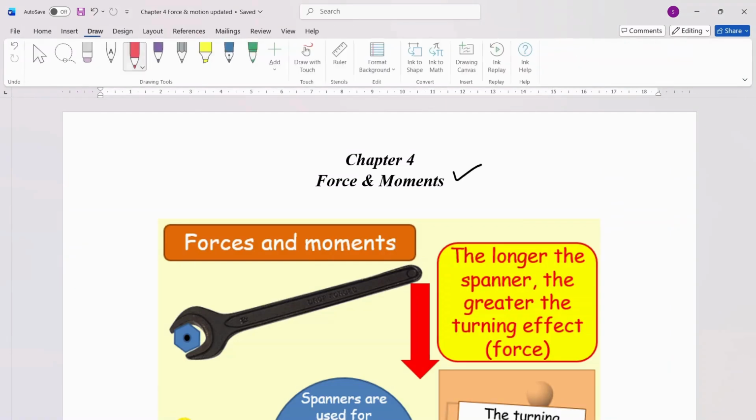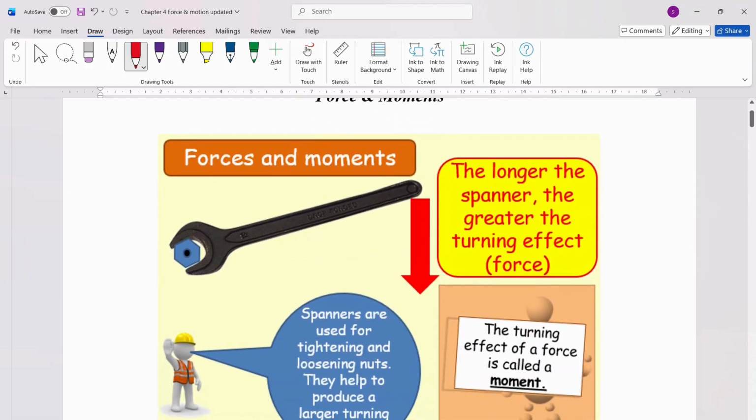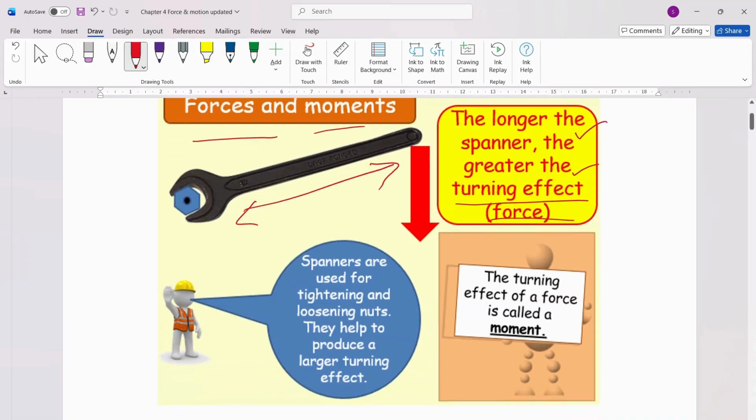Right, our next chapter is chapter number 4, force and moments. Here we can see force and moments explained with the help of a spanner. The longer the spanner, the more turning impact it has. The longer the spanner, the greater the turning effect of the force.